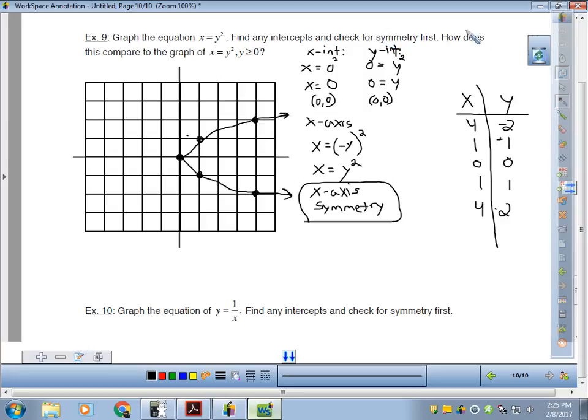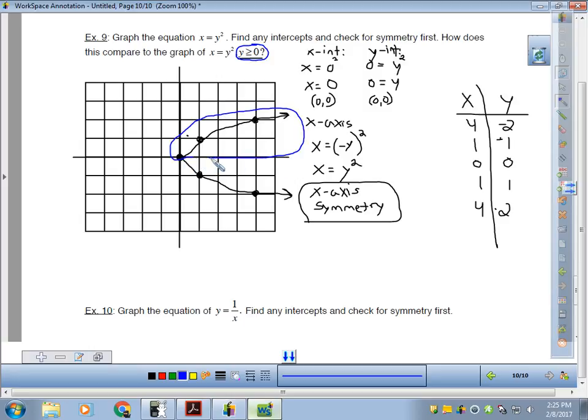Then they ask us another question. It says, how does this graph compare to the graph of x equals y squared, where y is greater than or equal to 0? So it's still the same equation, but they've added this stipulation. They said that the y has to be greater than or equal to 0. So I'm just going to circle this in blue. If we made it so that the y has to be greater than or equal to 0, am I allowed to have this point down here? No, because the y would be negative. I'm also not allowed to have this point right here. All I would get are these points right here.